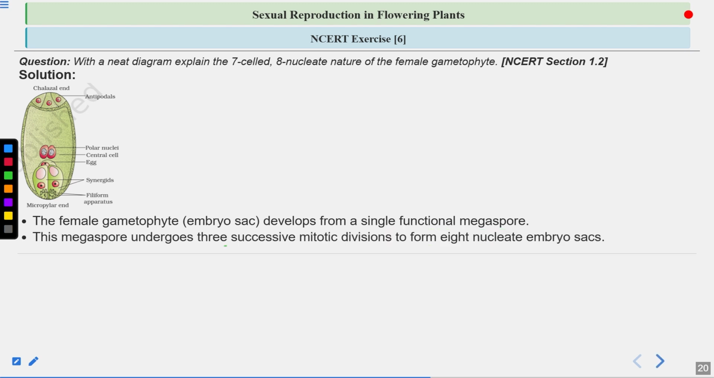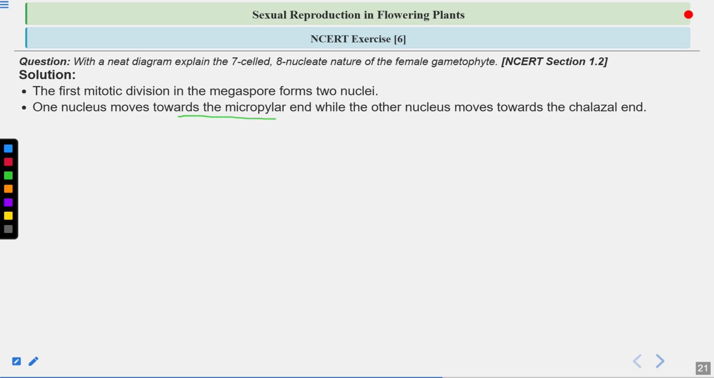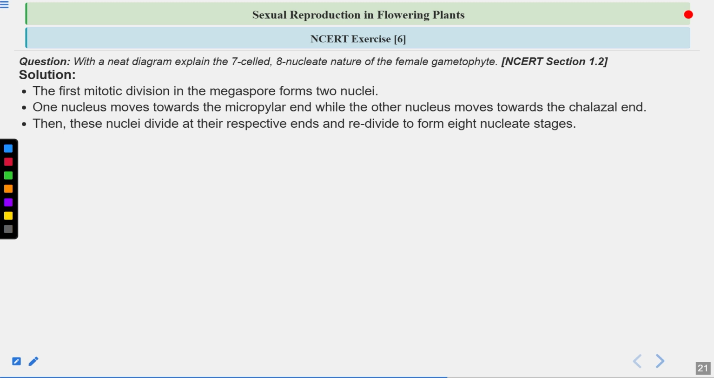This megaspore undergoes 3 successive mitotic divisions. Mitotic division is a simple division, right? Mitotic divisions form the 8 nucleate embryo sac. The first mitotic division in the megaspore forms 2 nuclei. One nucleus moves toward the micropylar end, while the other nucleus moves toward the chalazal end. Then these nuclei divide at their respective ends. They divide and redivide and form the 8 nucleate stage.